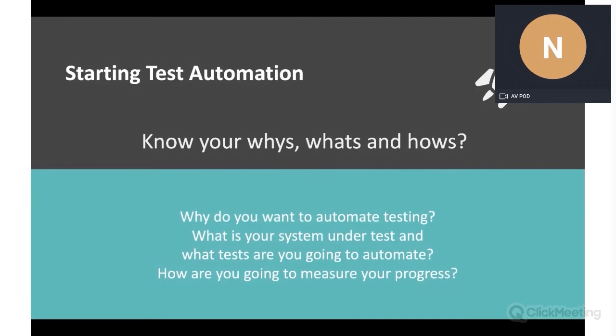Second question you might want to ask yourself is, what is it that you're going to test? What is your system under test? Because that's going to define a lot of questions for you, like how will you connect to it, what kind of options you have for that system under test, and then what are the tests that you're going to automate. So where will you start from, and then how you're going to measure your progress? Because if you are not going to measure your progress, it's very hard to say whether or not the test automation has been a success for you or not. So we'll dive into these topics further on.